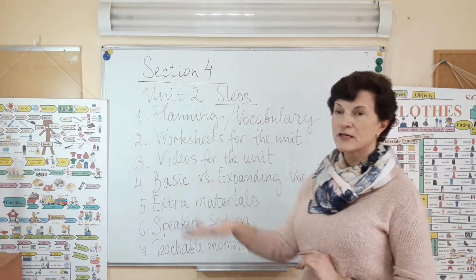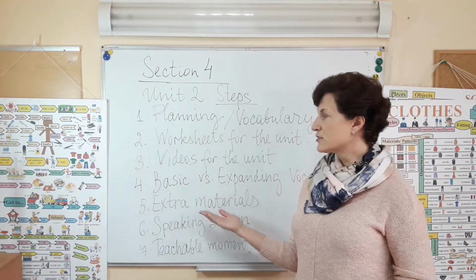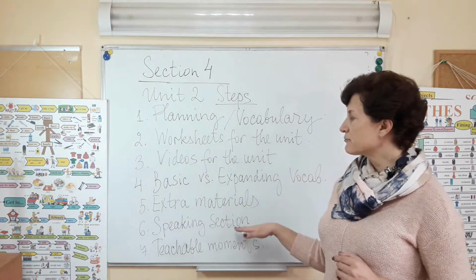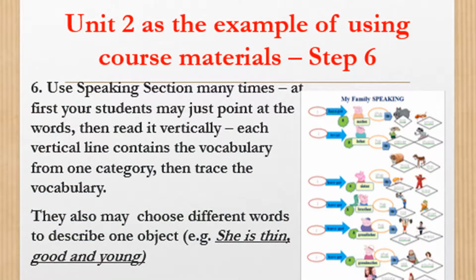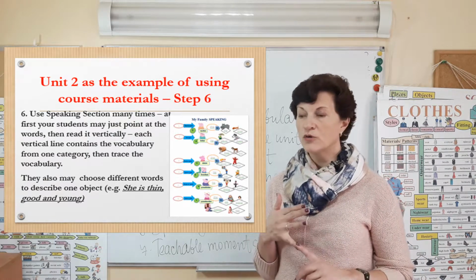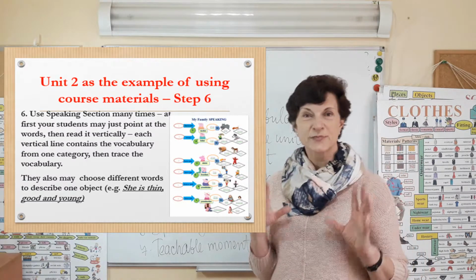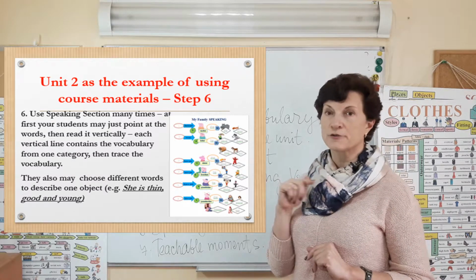After you have studied with your kids the basic and expanding vocabulary, and you're sure that they have acquired this vocabulary pretty well, there is time to come to a speaking section. A speaking section contains speaking on different subjects, and it is noted for its special organization. You can read it both vertically and horizontally.